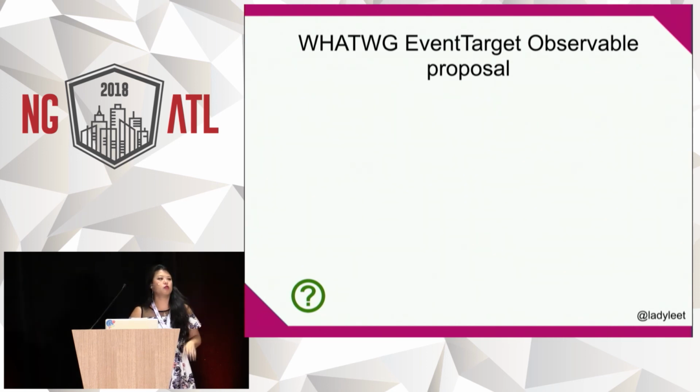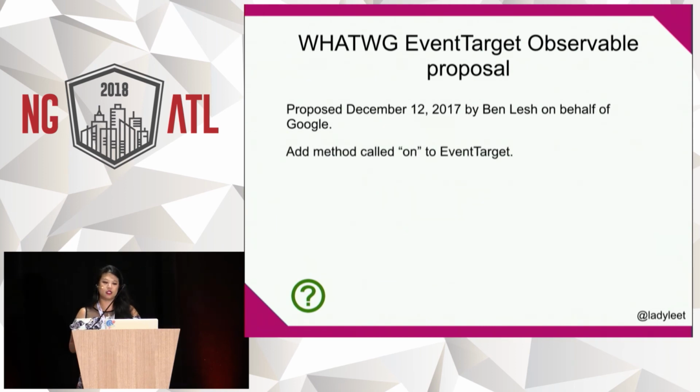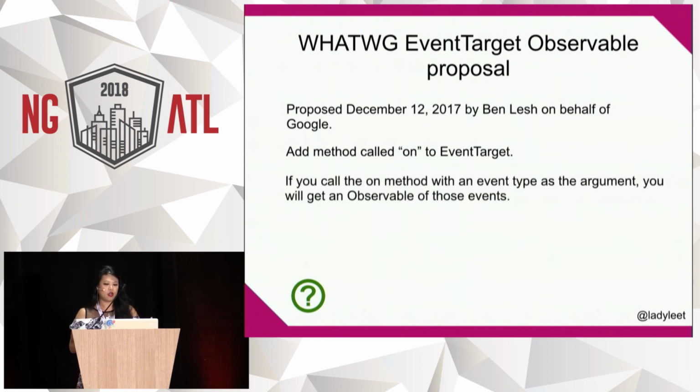WHATWG EventTarget Observable proposal. So this is something that's very recent, it was actually just proposed by Ben Lesh, who is the author of RxJS 5. And this was proposed on behalf of Google, December 12th, 2017. And what it does is, if it's introduced, it's going to add a method called on to EventTarget. So if you call the on method with an event type as the argument, then it's going to give you back an observable of those events.